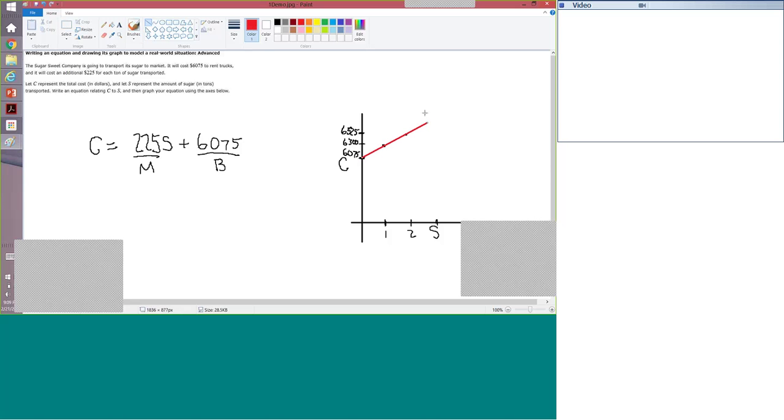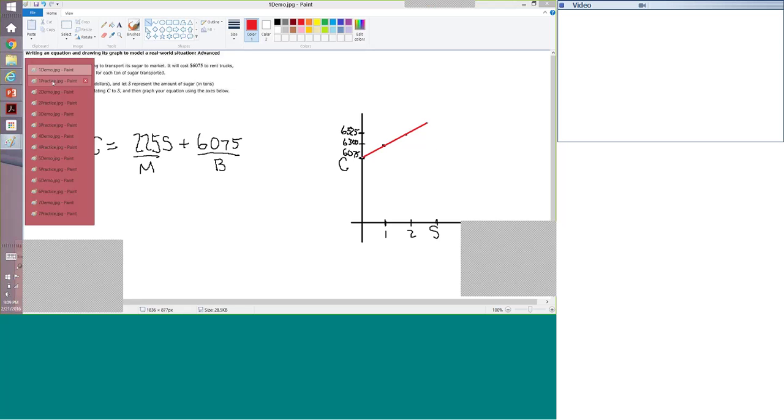And so we see that we just have a line going up constantly like this. We could just keep adding more tick marks every 225, and it would correlate to the tick marks down here for each ton of sugar. Does that make sense to everyone? Good. I'm going to go ahead and pull up a practice problem then. Let's take a look here.